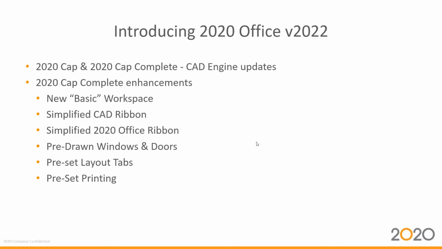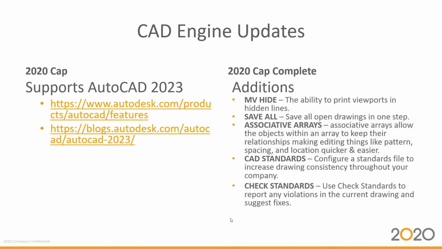Those are basically in there to allow you to create a project without having to dig into the depths of everything that we have in 2020 Complete. We've got a new way to show you how to insert pre-drawn windows and doors. We've got some preset layout tabs and also some preset printing that I'm going to go over with you.